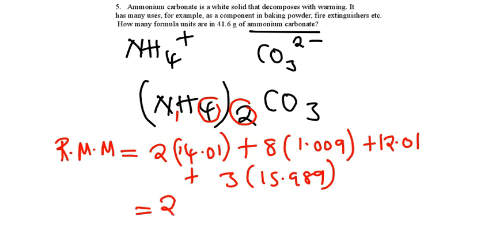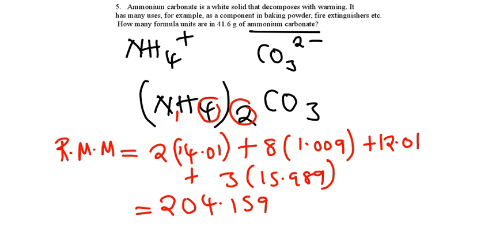So 204.159. How is this? I think let me recalculate again. 2 times 14.01 plus 8 times 1.009 plus 12.01 plus 3 times 15.989.